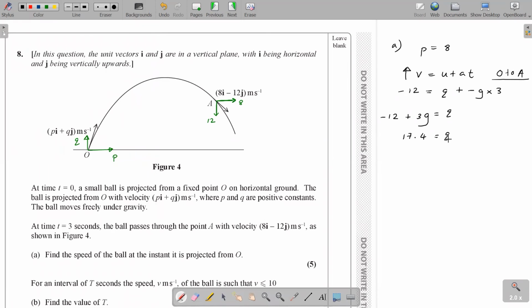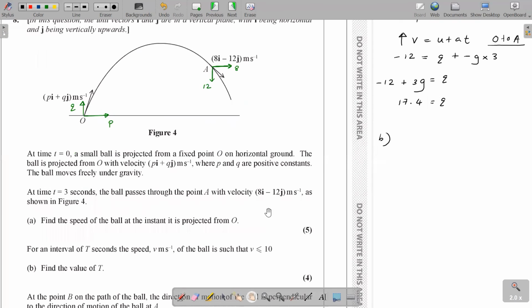We don't need to round it. It's already in 3SF. Normally, whenever you use the value of g as 9.8 in a calculation, you must give the answer to 3SF or 2SF.